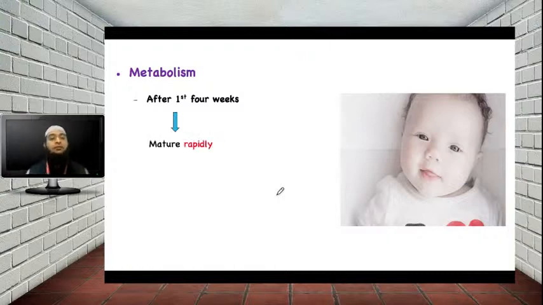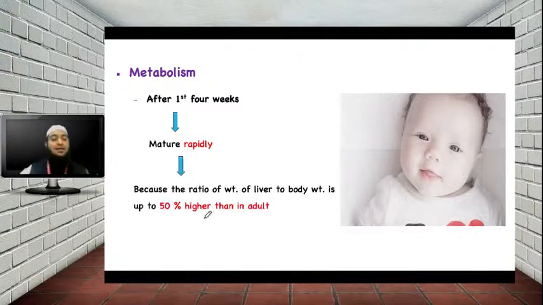Why is this a reverse effect? Because the liver quickly matures. So due to the rapid maturity of the liver, the process becomes reverse. Now let's see why it is happening.